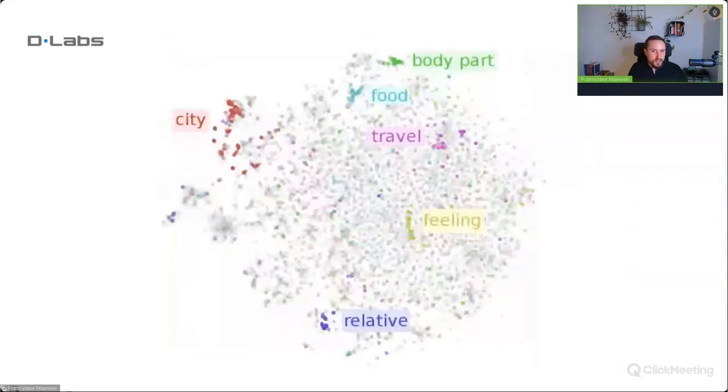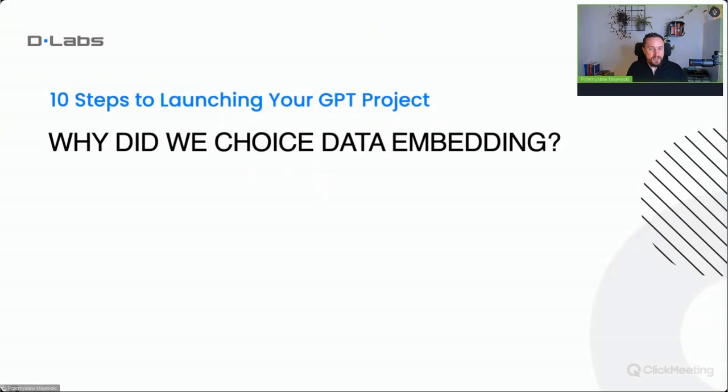Simply put, embeddings place each word as a point on a coordinate system. Words with similar meanings are located close to each other. For example, the word apple would be located close to the word pear, as they are both fruits, but far from the word London. So why did we go with data embedding instead of fine-tuning? Trust me, this wasn't just a coin flip. There were concrete reasons.